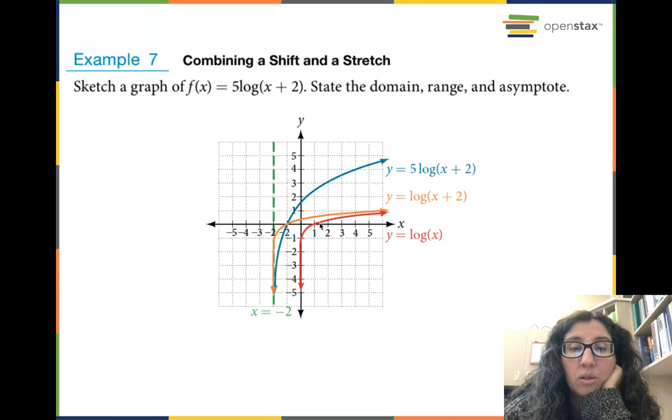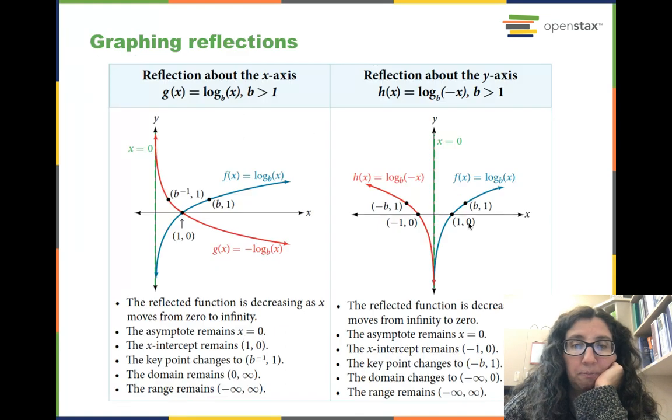But with a shift to the left, the x-intercept still changes. When we stretch it, the x-intercept doesn't change, right? And we could extend our graph to include the key point, or we could just plot a few other points to get an idea of what the graph looks like. All right, how about reflections?